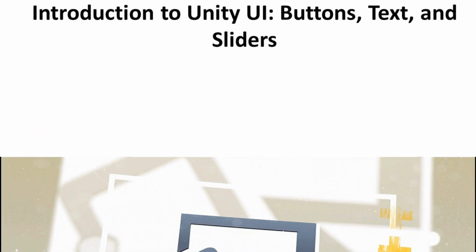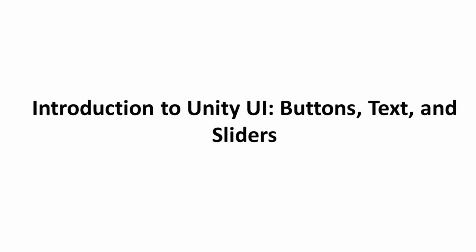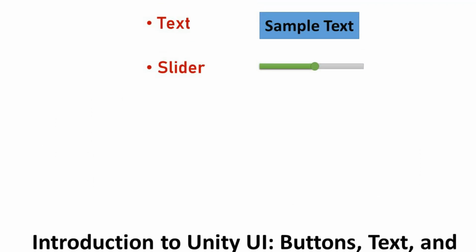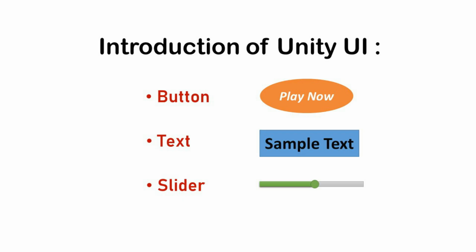Today, I'm going to guide you through Unity's UI system and show you how to create interactive elements like buttons, text, and sliders. These are the building blocks that make a game or app interactive and engaging. In Unity, UI is super important because it's how users interact with your game or app, whether that's clicking buttons, entering information, or adjusting settings.